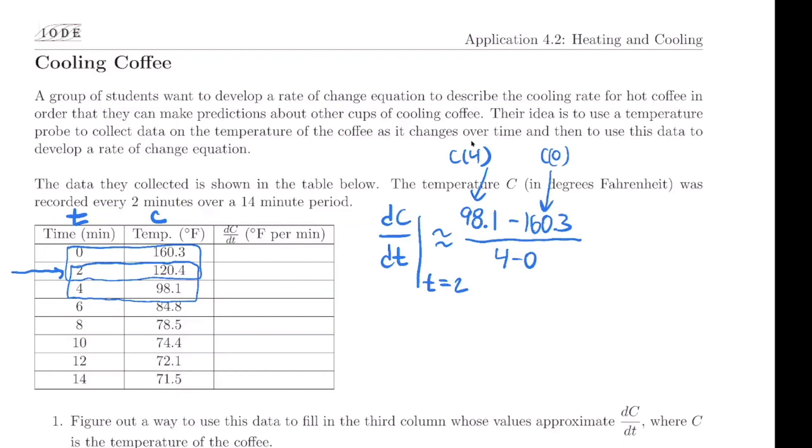And then calculating this comes out to about minus 15.55 degrees Fahrenheit per minute.